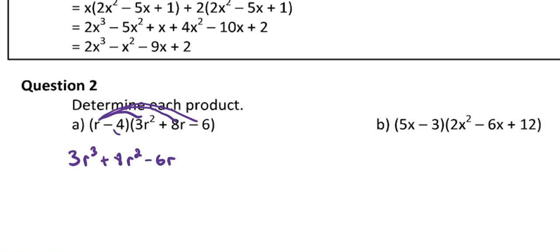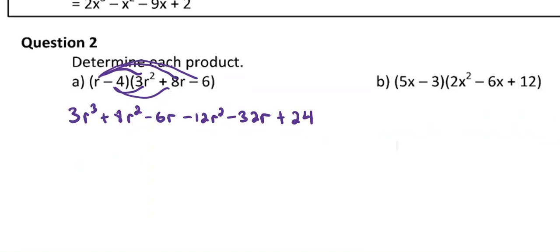So it's going to be -4 times all 3 of those. So this will be -4 times 3r squared is going to be -12r squared. And then the next one, -4 times 8 is going to be -32r. And then -4 times -6 is going to be +24.